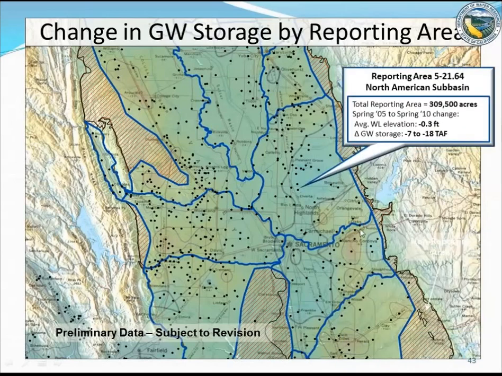For the North American subbasin here, to use as an example, we have a total reporting area of a little over 300,000 acres. There was an average groundwater elevation change within that subbasin of minus 0.3 feet. This is between 2005 and 2010. That converts to a minimum change in groundwater in storage of minus 7,000 acre feet to a maximum change in groundwater in storage of minus 18,000 acre feet.